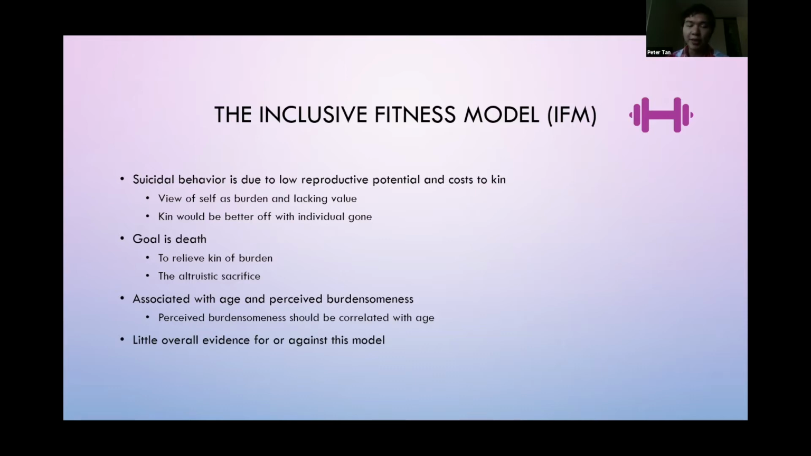And let me quickly apologize for my lighting. It's not the greatest. I'm stuck in my room, so sorry about that.